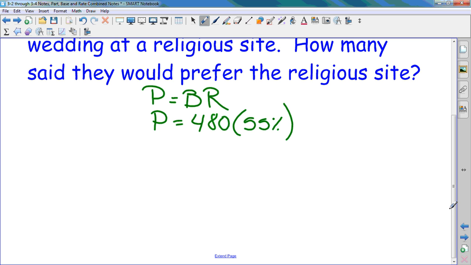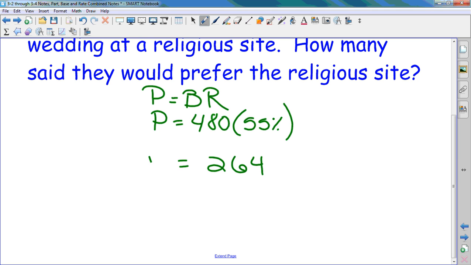Do not put in 480 times 0.55%. It's either or. You either move the decimal place to make it a decimal, or you put the percent symbol in. The percent symbol just tells the calculator to move the decimal place. You cannot do both. So 480 times, what is it? 264.